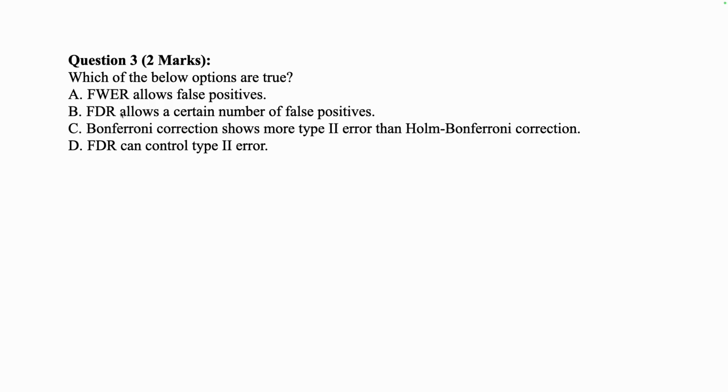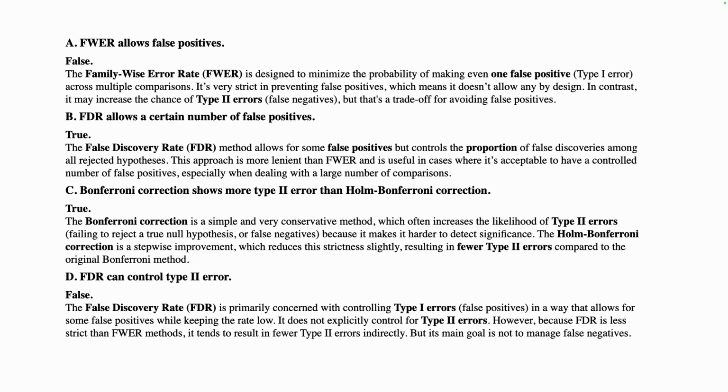We'll look into how these are related to type 2 or type 1 error. We won't go into all the formulas, we'll just go into the concept of each of these methods. The first option was that FWER allows false positives. As we have studied in the previous question as well, they have a very stringent method for removing the false positives. So it is designed in such a way that it minimizes the possibility of even one false positive.